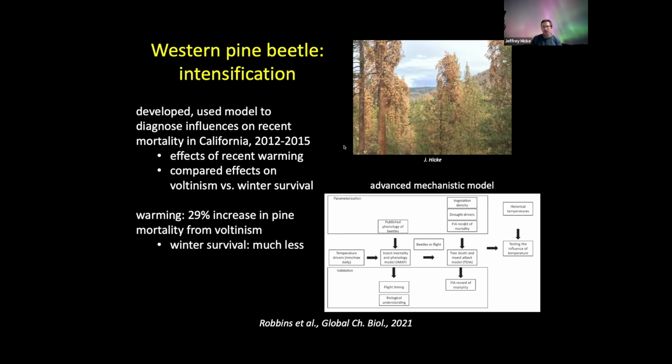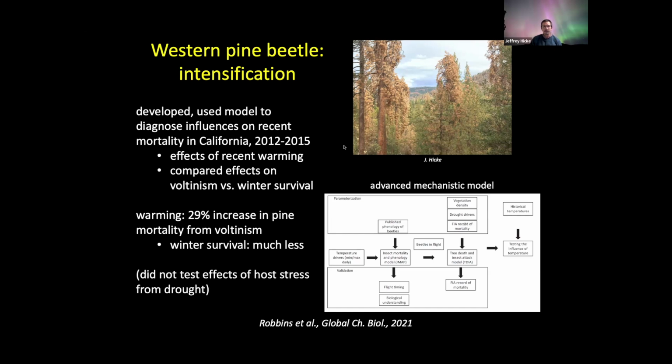And what they found was that the warming in the 2012 to 2015 time period caused a 29% increase in pine mortality. And that was principally due to this voltinism. The warming allowed an extra generation per year. And that winter survival was much less important, principally because these locations are already warm enough such that winter survival wasn't that important to begin with.